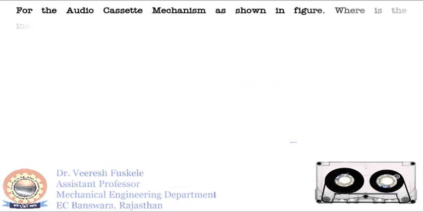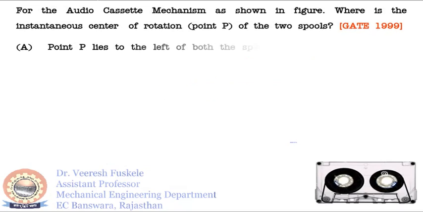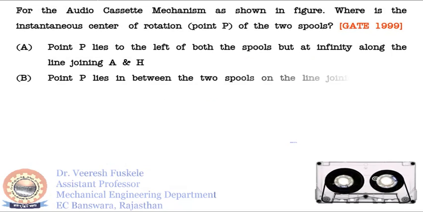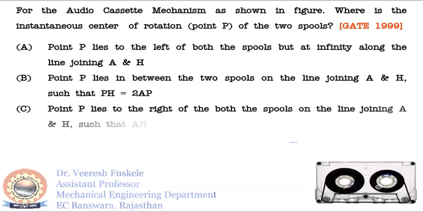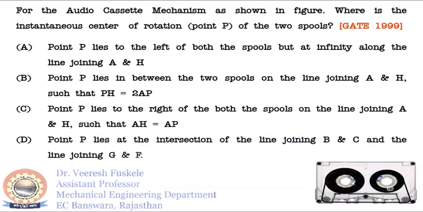For the audio cassette mechanism as shown in the figure, where is the instantaneous center of rotation, that is the point P, of the two spools? This is the question from GATE 1999.